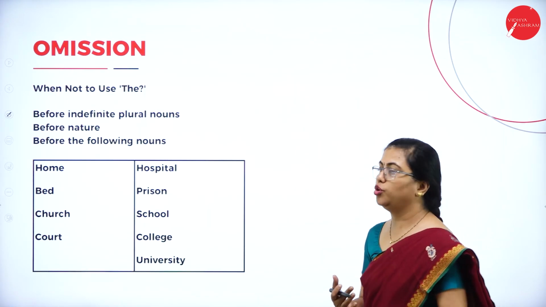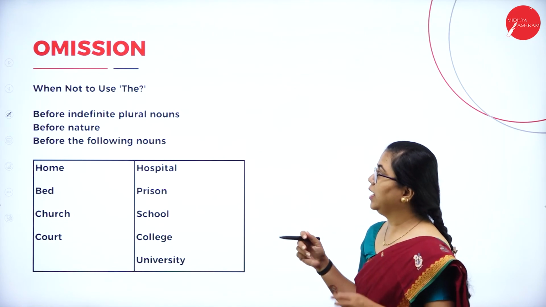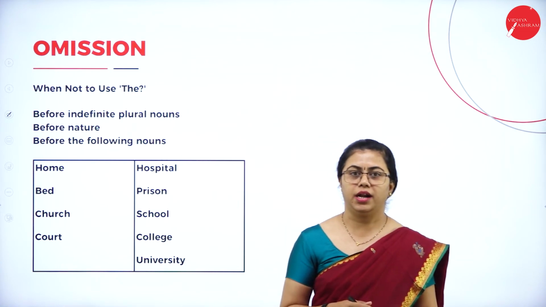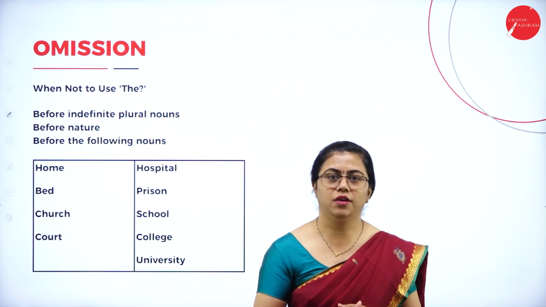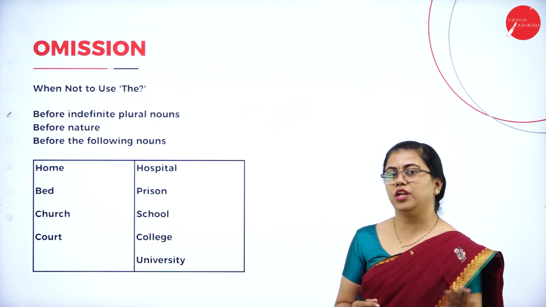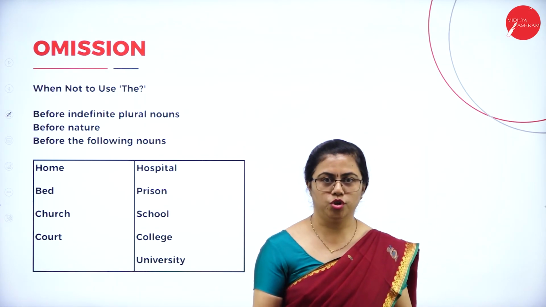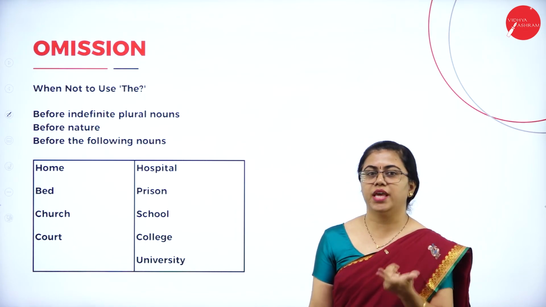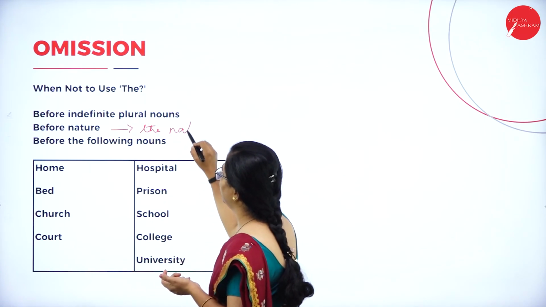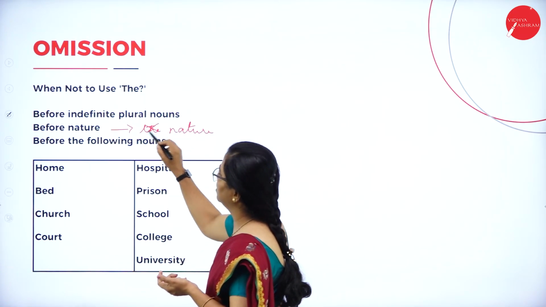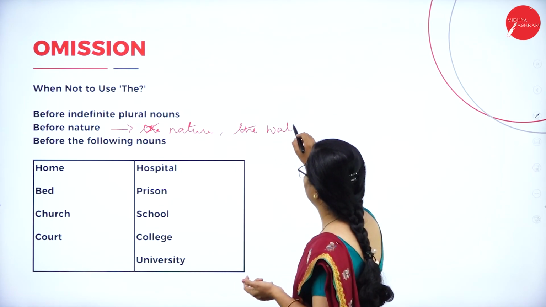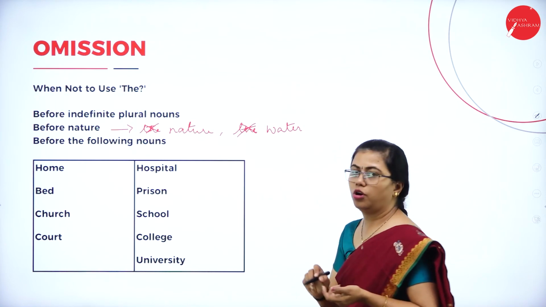Then where else you don't use it? You don't use it before indefinite plural nouns. With plural nouns, you don't use definite articles. Suppose you say some metal cans or something like that. You're referring to some plural noun. There also you don't use it. The word nature: you don't say I'm watching the nature. That is actually a wrong usage. And before water also, you don't say I'm drinking the water. No, it is wrong.